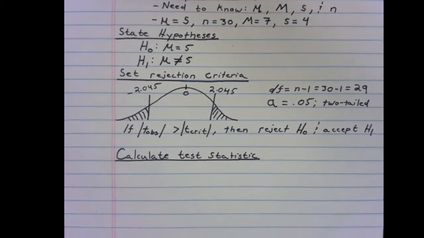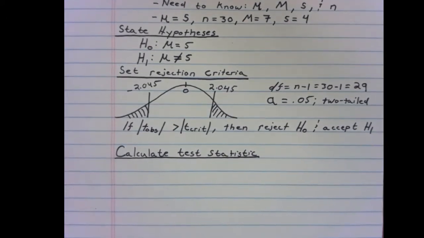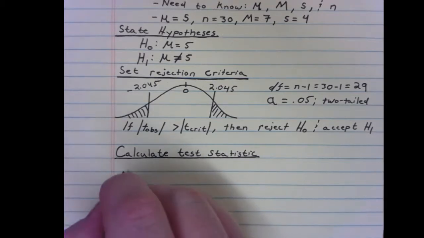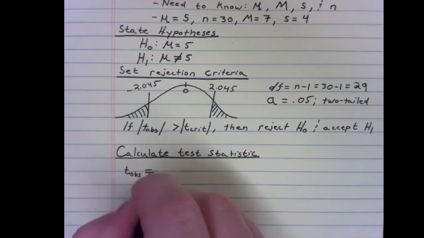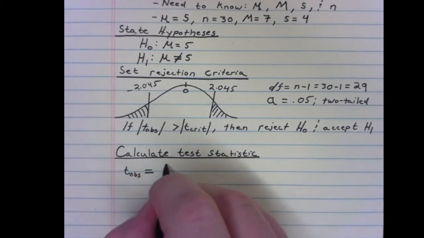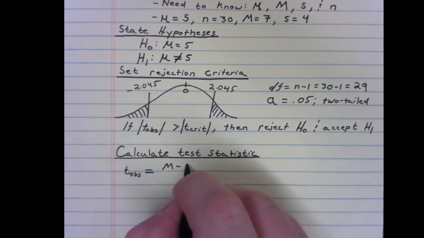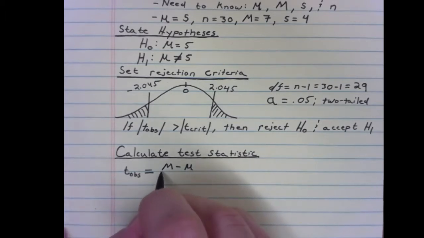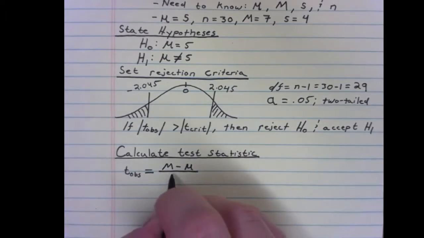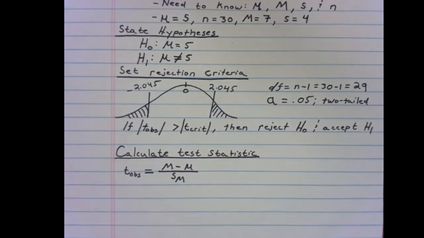Now, when we're going to calculate this test statistic, the first thing that's going to help you out a lot is to actually look up the formula. So the formula for t observed in a one sample t-test is our sample mean minus the hypothesized population mean divided by the estimated standard error.